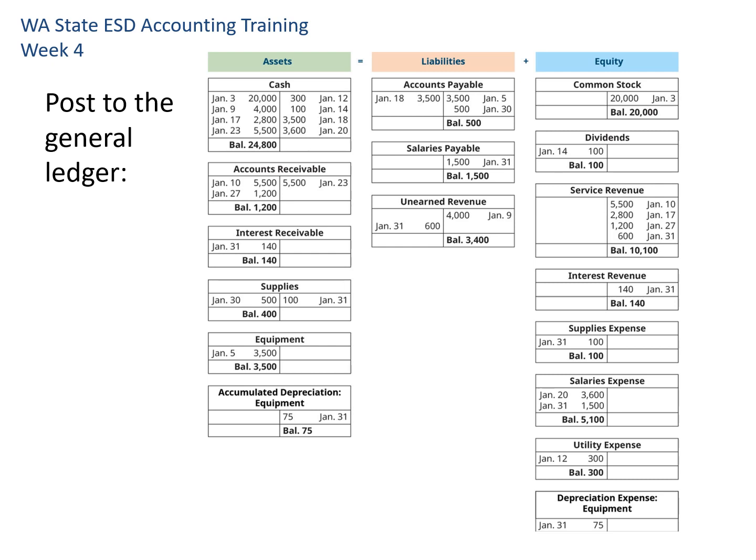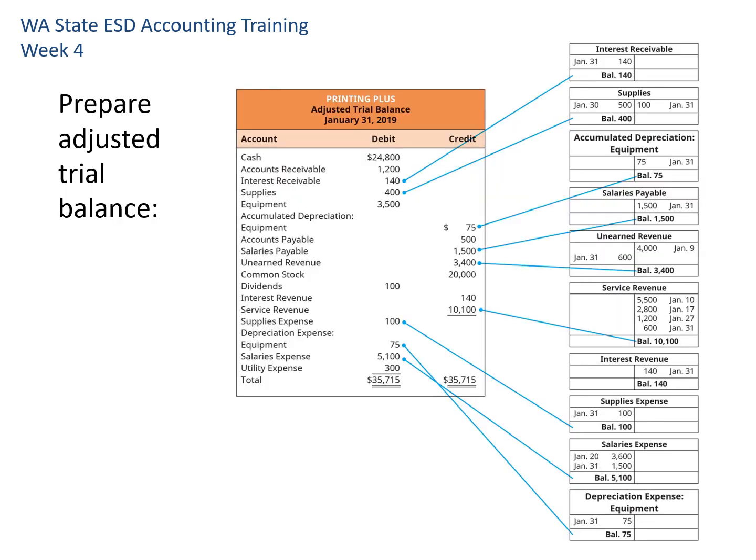So once we've done that, we can transfer those amounts to an adjusted trial balance, which in format looks exactly like an unadjusted trial balance. It's just that the figures now represent the adjusting journal entries that we made.